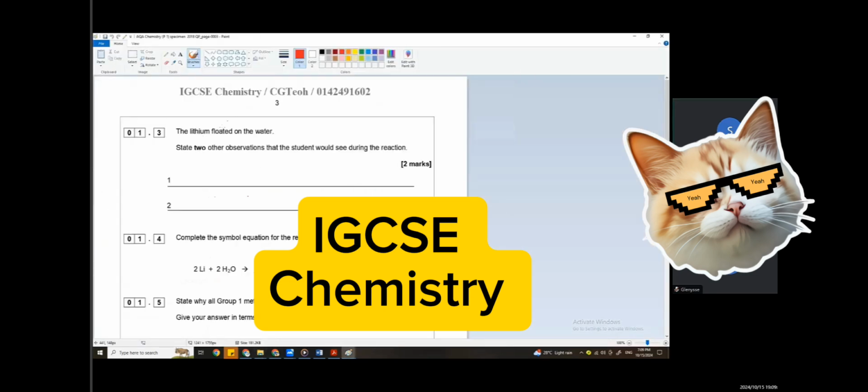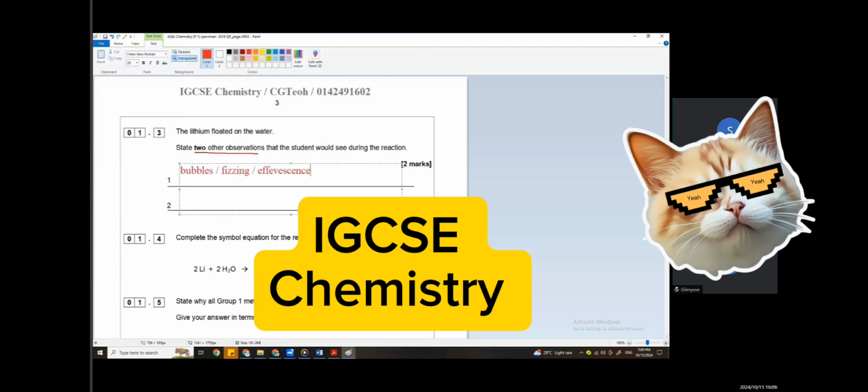Now 1.3. The lithium floated on the water. Can you state 2 other observations that the student would see during the reaction? When lithium reacts with water, hydrogen gas is released, so the observation I can make is I can see bubbles, or fizzing, or effervescence. All these observations show us that hydrogen gas is released. Can you name me another observation?